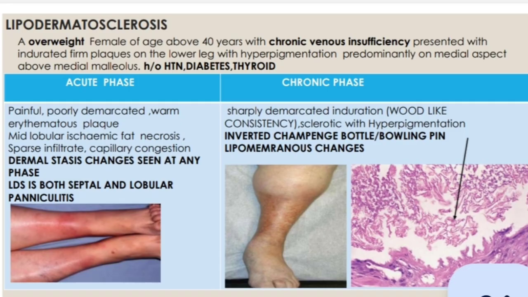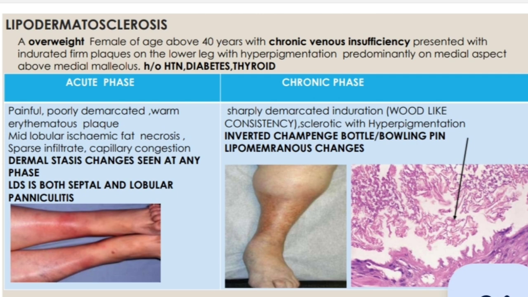Now the third entity is lipodermatosclerosis. It presents in an overweight female above 40 years of age with chronic venous insufficiency, presenting with an indurated plaque on the lower leg with hyperpigmentation, predominantly on the medial aspect over the medial malleolus, with a history of hypertension, diabetes, and thyroid disease.